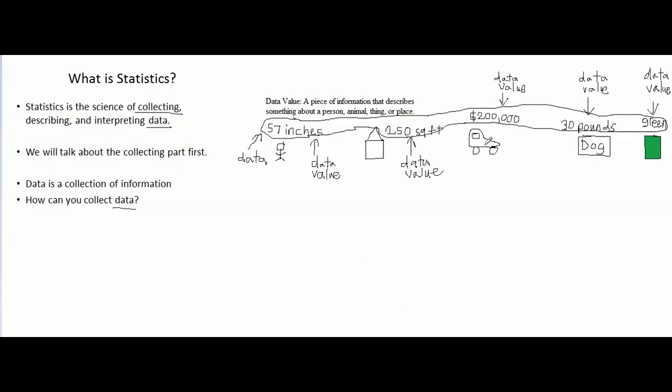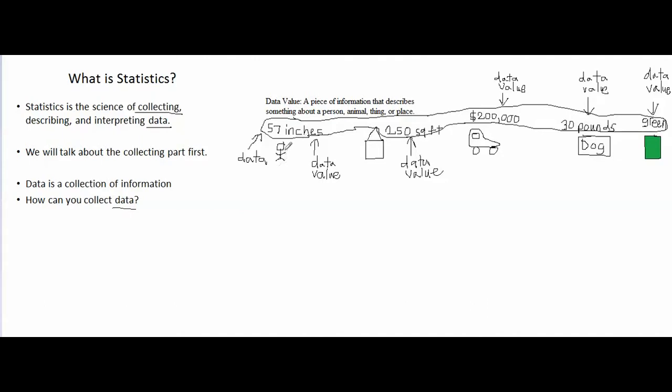If I find out the price of this car, and then I record the price of the car, then I'm collecting data about this car. And how do you collect data? Well, collecting data means seeking out and recording data, and the way that you do that depends on the situation.